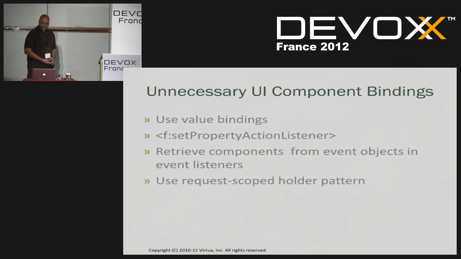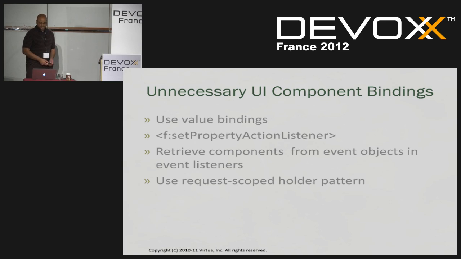You can also use f:setPropertyActionListener. Often people want to have a component binding because they want to be able to set some property directly somewhere. You can do so with f:setPropertyActionListener. Of course, you can retrieve a component from an event object in event listeners. You can usually only get the component that sent the event, but at least you don't need a binding in order to do so.